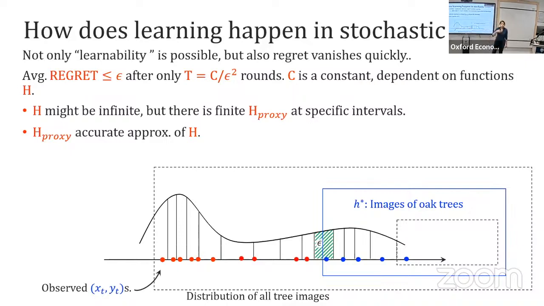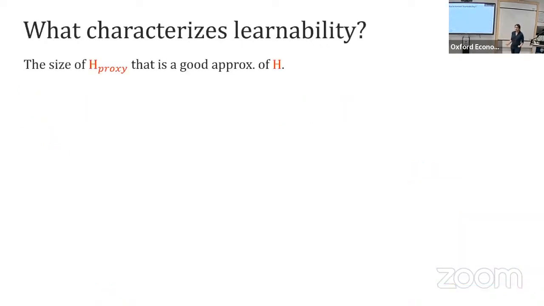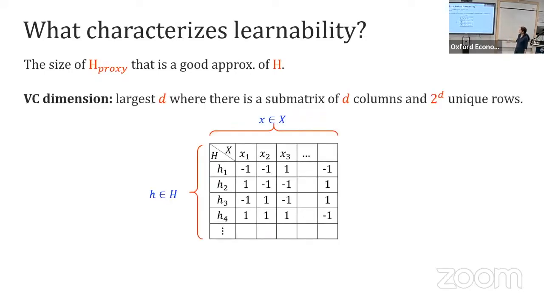So once I look back at my data and I just try to fit the data at some point, I'm going to see that there's this H proxy, and that H proxy is never going to be off by more than an epsilon. And that's literally why we can learn in the stochastic setting, because there's always a proxy that's finite size. In fact, not only is it finite size, we understand its size very well, and its size is the thing that characterizes the ease of learnability. So the size of H proxy is a good measure for approximating this.